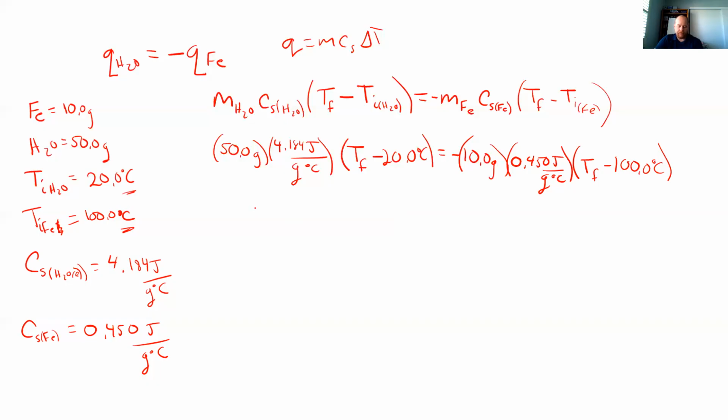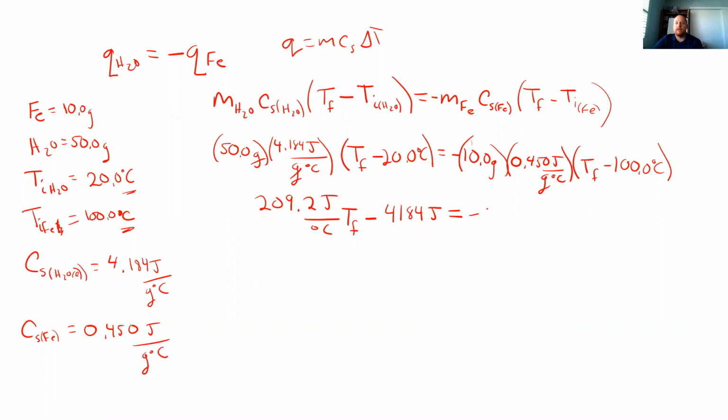So if we multiply some things out, we wind up getting 209.2 joules per degree Celsius times TF, because I'm distributing that value to each of these, minus 4,184 joules, okay, which should equal, make sure I've got my math right. The grams cancel out, and the degrees C will cancel out there because the degrees C, when it's multiplied by the specific heat, will cancel there. So that's why this is just in joules.